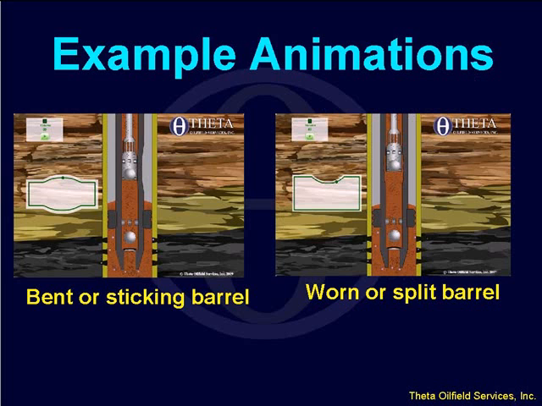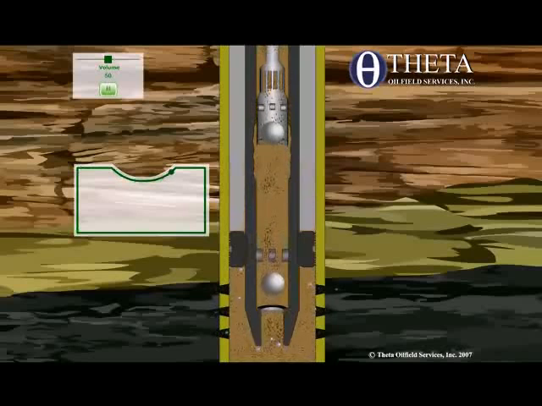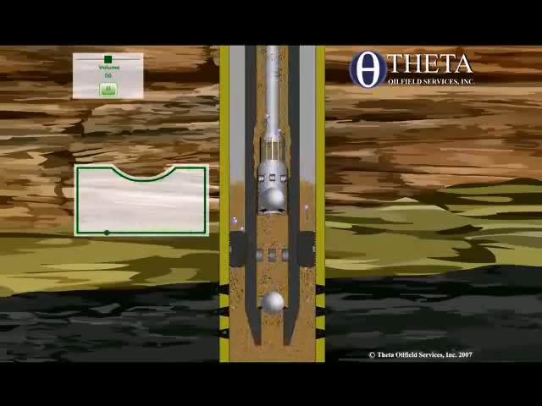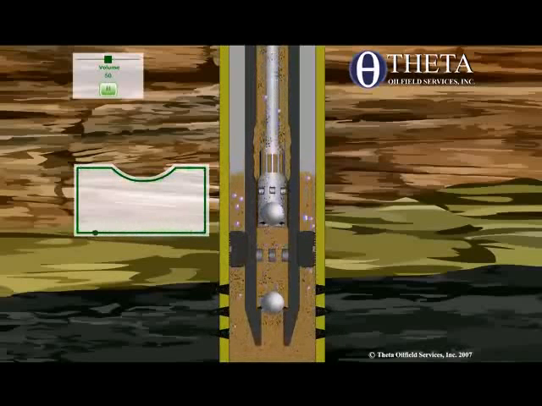This is what happens when you have a worn or split barrel. You know, this is the worn spot in the barrel. When the plunger gets into that section, on the upstroke, it loses a little bit of its pressure difference temporarily, and you're going to see a drop in load as it goes through that section. And then as it goes past that section and reestablishes its pressure difference, the load goes back to normal.